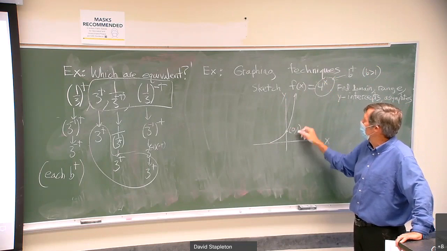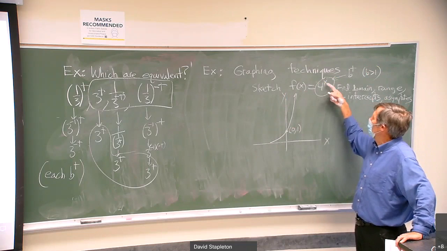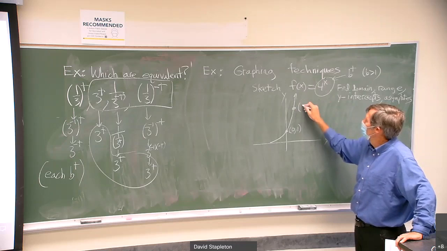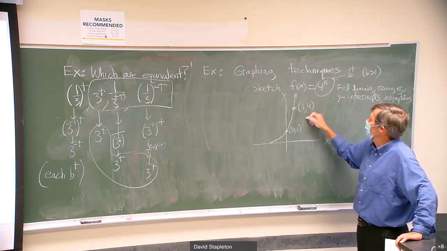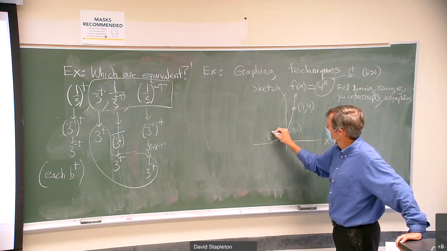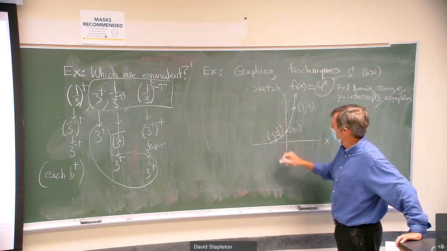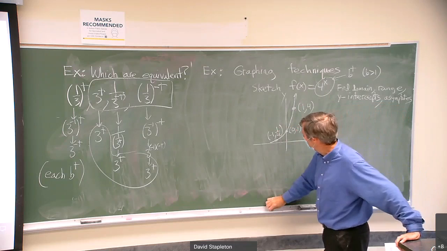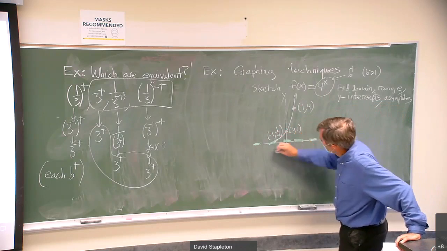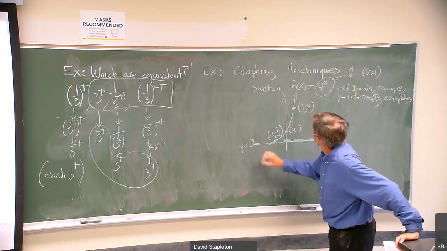0, 1 is on every exponential function base b to the x or b to the t. What's another important point? 1, b. So 1, 4 is on here, right? And also minus 1, 1 over b. So this would be minus 1, 1/4. So I know those immediately. Furthermore, every exponential function base b has this important asymptote, right? y equals 0.